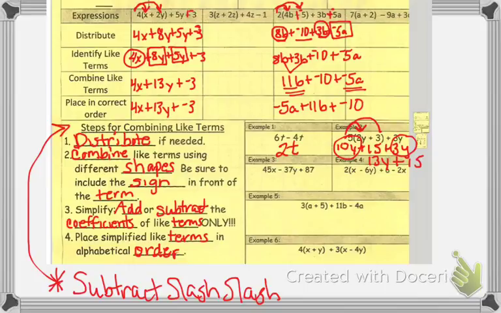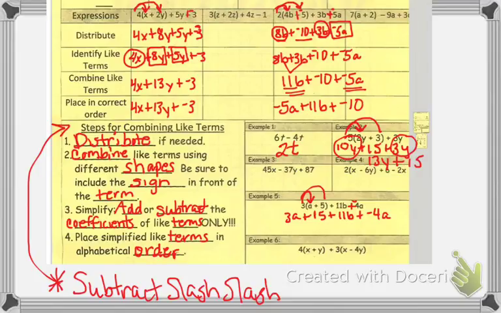Let's go all the way down to example 5. I'm going to go through, and I'm going to distribute 3 times a, 3a plus 3 times 5 is 15 plus 11b plus negative 4a.